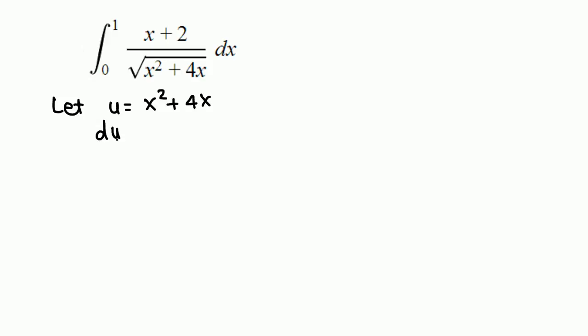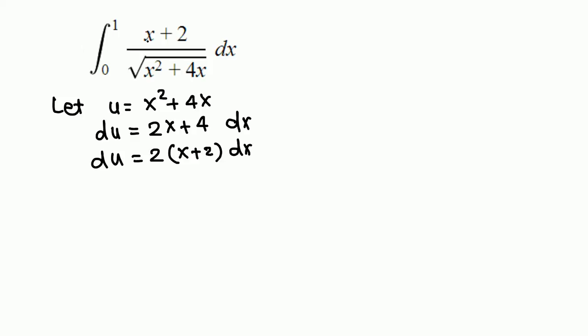Then du will be the derivative, 2x plus 4, with respect to x. Let's simplify. We can factor 2 out: du is 2 times (x plus 2) dx, and we do have x plus 2 dx on the top. We can divide by 2, so half du is x plus 2 dx. In this way we can convert this whole integral in terms of u.